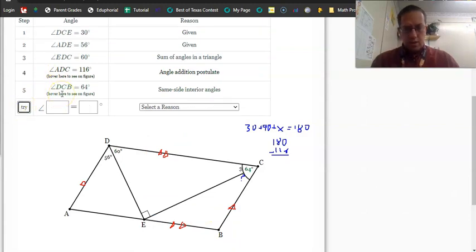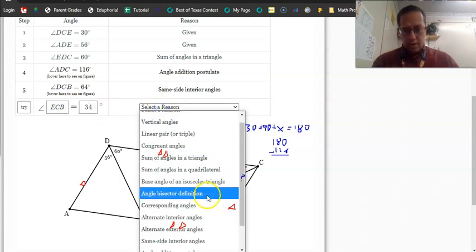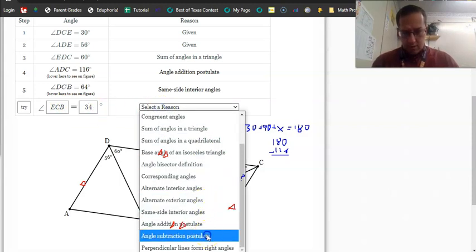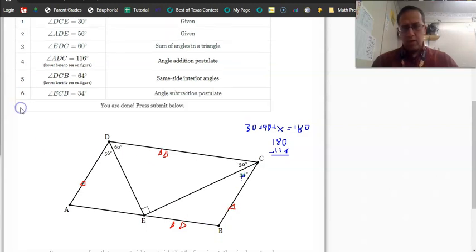There it is. So if this whole angle is 64 and that bit is 30, and I'm looking for this bit, all I've got to do is subtract 64 minus 30. And that's easy enough. 64 minus 30 is 34. So the measure of angle ECB is 34 degrees. Why? Because I subtracted the angles. So angle subtraction like that. And there it is. All right.